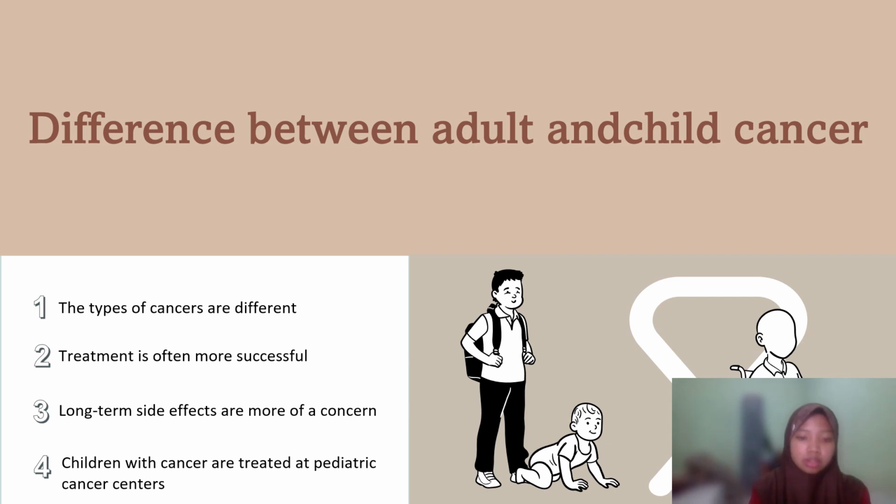What is the difference between adult and child cancer? This could be explained by four factors. First, the types of cancer are different. Unlike many cancers in adults, childhood cancers are not strongly linked to lifestyle or environmental risk factors. Second, treatment is often more successful. With some exceptions, childhood cancer tends to respond better to certain treatments. Third, long-term side effects are more of a concern.